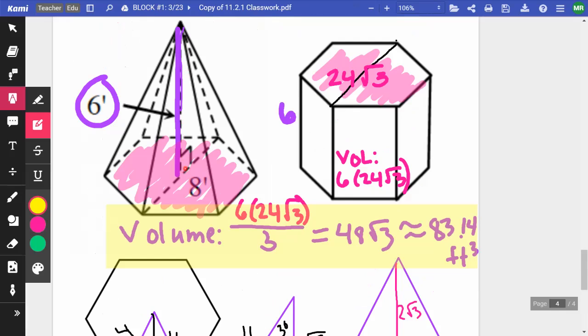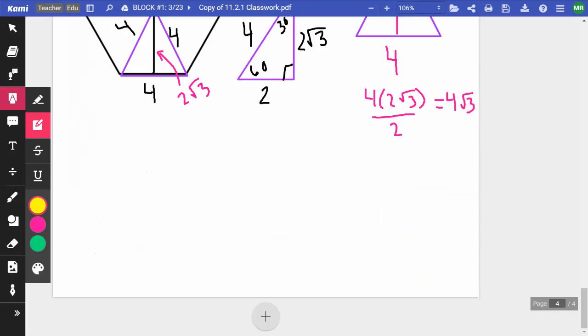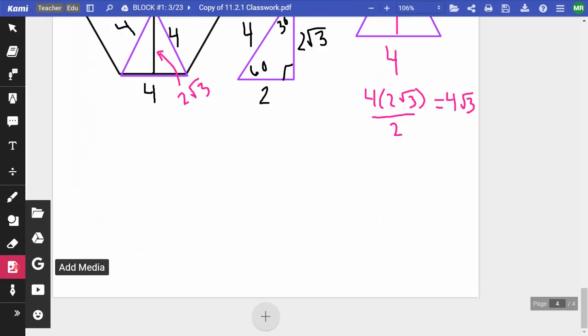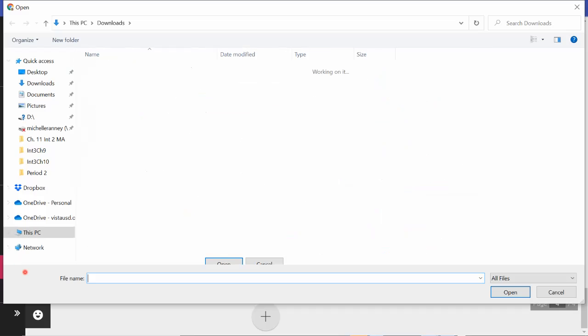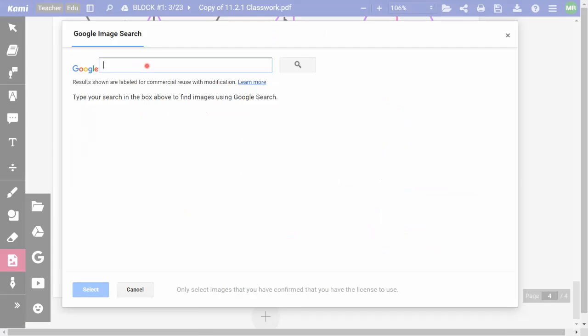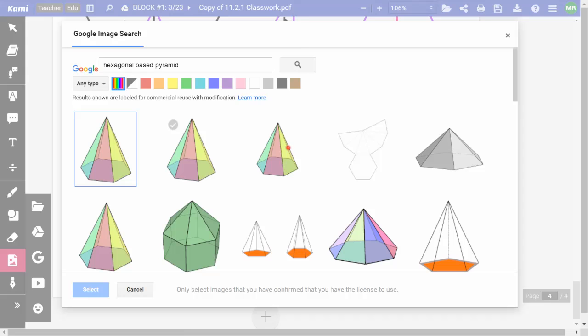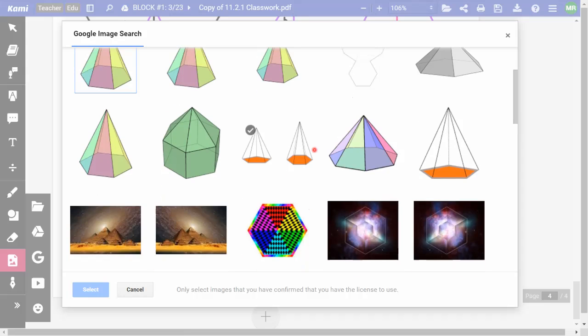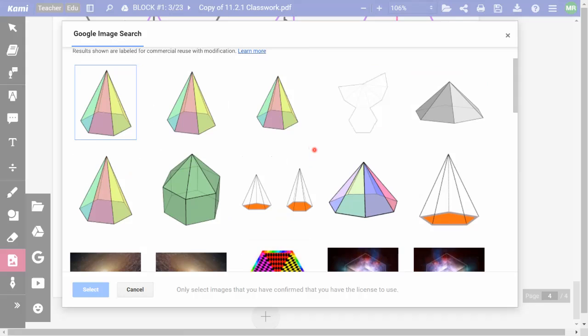And I need to find the height. I need to find the slant height. That's what I need to find. So I am just going to Google a hexagonal based pyramid. See if I can find one here. I guess any of these will do.